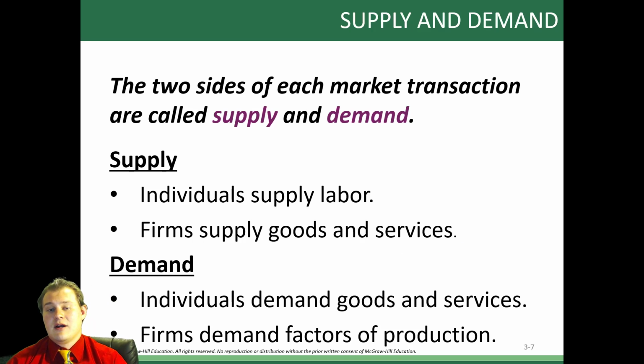Two sides of each market transaction are called supply and demand. Individuals supply labor, firms supply goods and services. So on that one little graph we saw before, that pictorial, individuals supply labor, that's what they supply, and the firms supply goods and services. And the reverse is true: individuals demand goods and services, and firms demand factors of production. That's what allows this to keep going on in our economy.